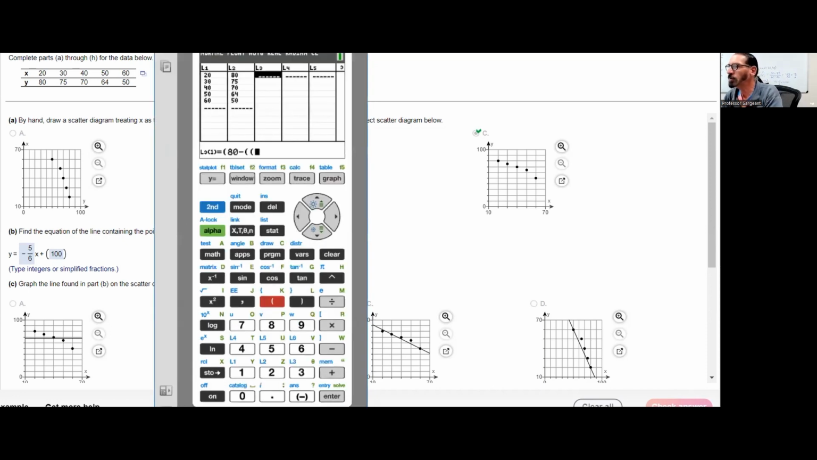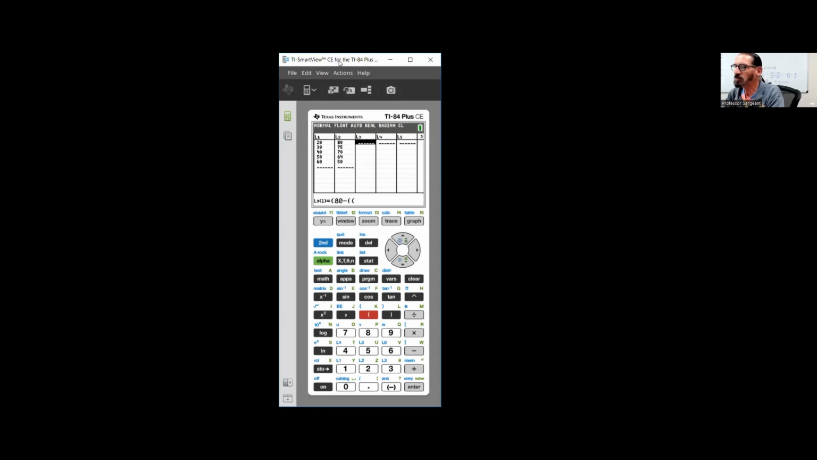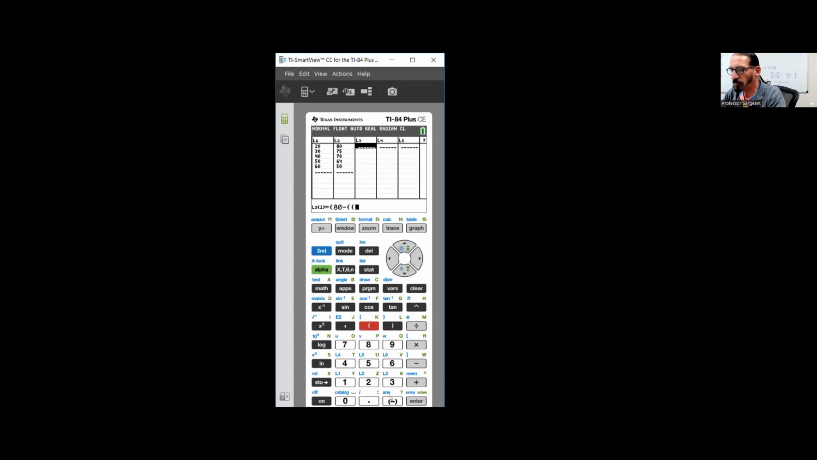Let me just show the whole calculator for this. So it was negative 5.6x plus 100 was equal to y. Negative 5.6, parentheses around that, times what we have in the x coordinate, L1. So we've got the observed value of 80 minus 5.6x plus the 100. It's going to give us the residual, but we want to find the sum of the squares of the residuals.